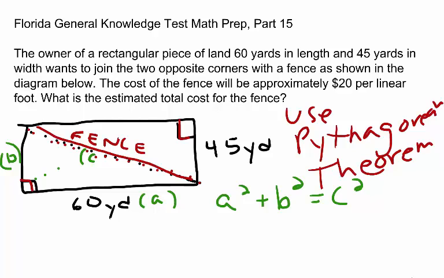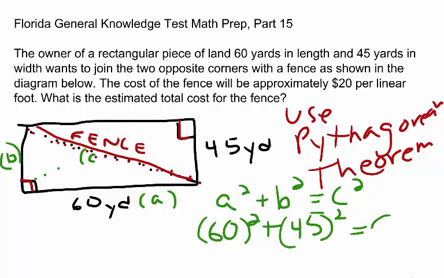So, here for our length a, we have 60 squared, plus our width, 45, which is squared in the formula, equals c squared. 45 squared is essentially multiplying 45 by itself. You can do that on your calculator. 45 times 45 gives us 2025. 60 squared is 60 times 60, and that gives us 3600.